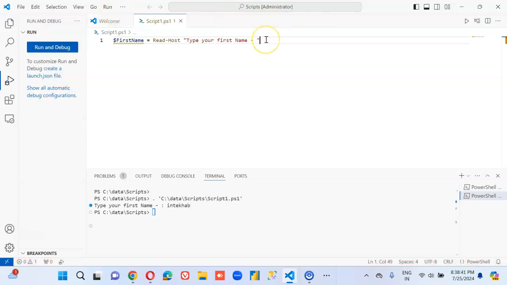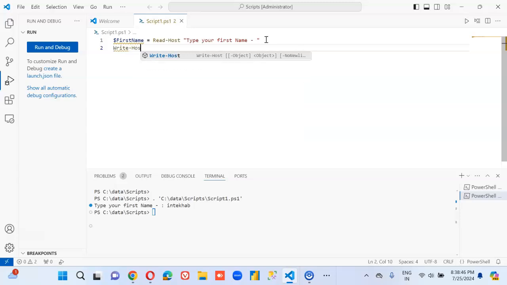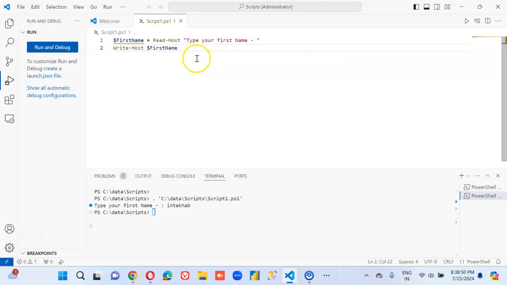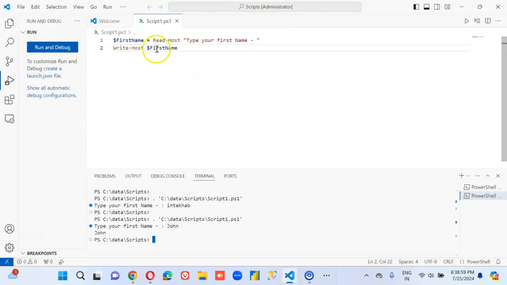But how would we know what it has read? So we write Write-Host $firstName. Now we run it again. Now I'm no more in the prompt. My name is John. It's printed.